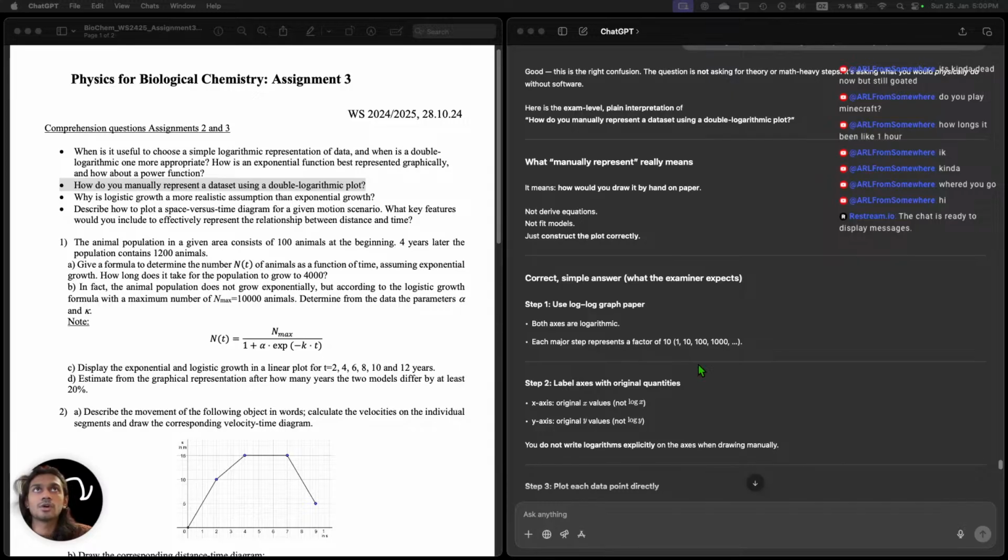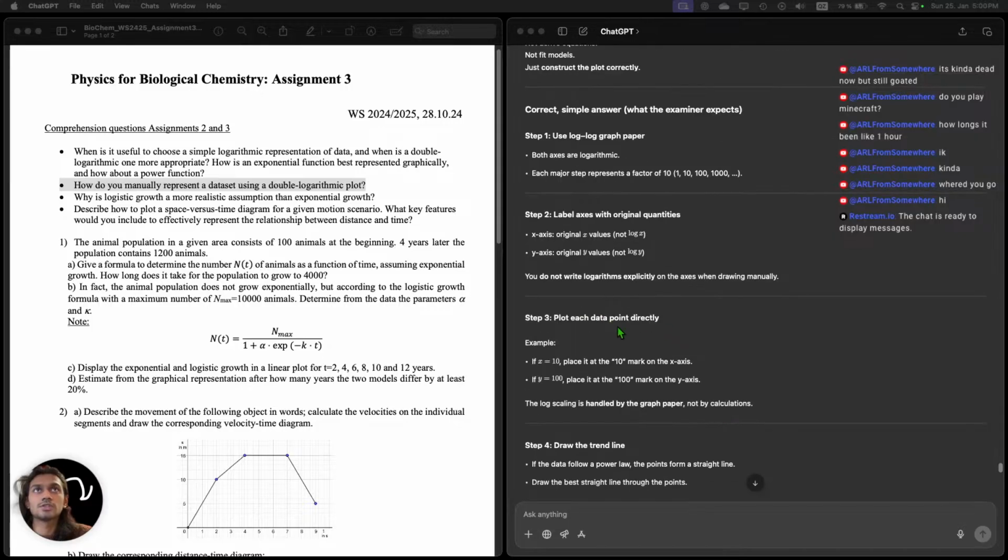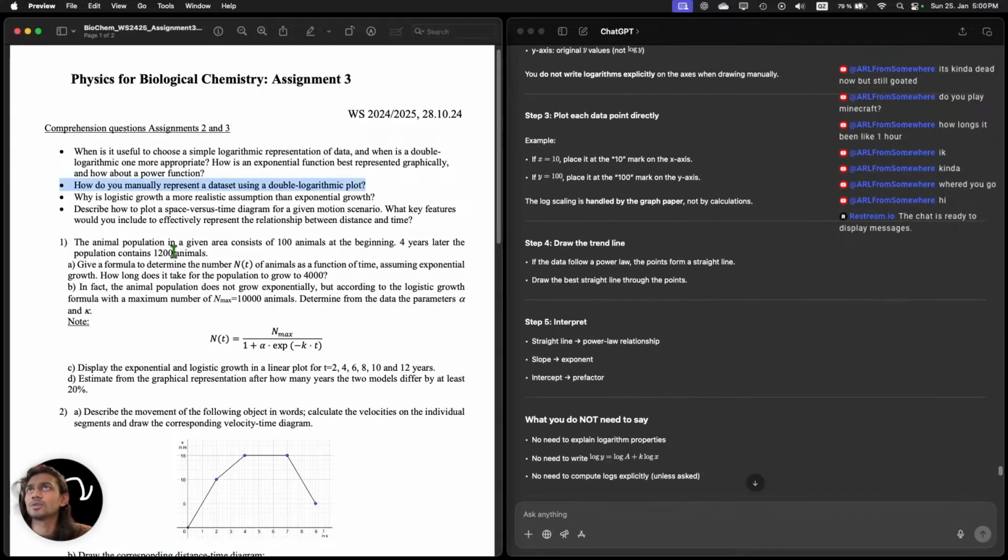How would you draw it by hand on paper? Not derive equations, not fit models, just construct the plot correctly. Correct, simple answer. Label axes, okay. Plot each data point directly. Okay, that's a simple question.